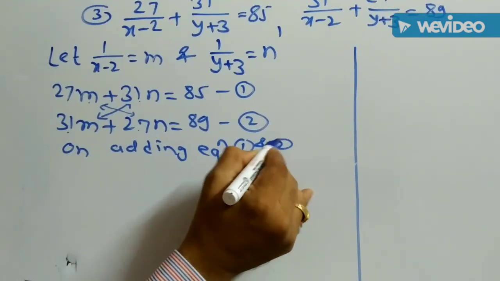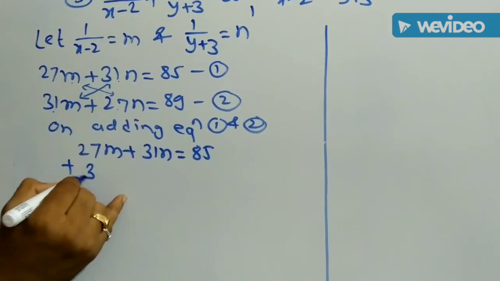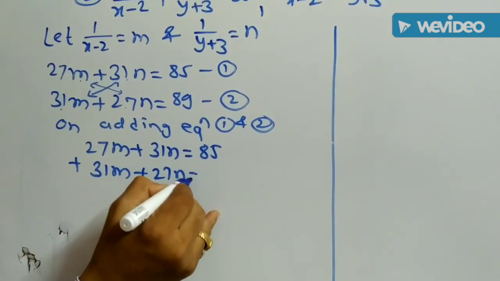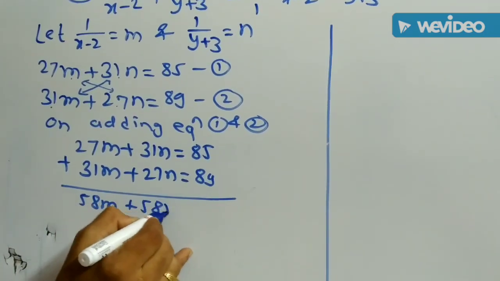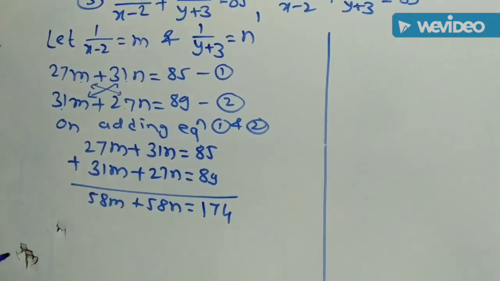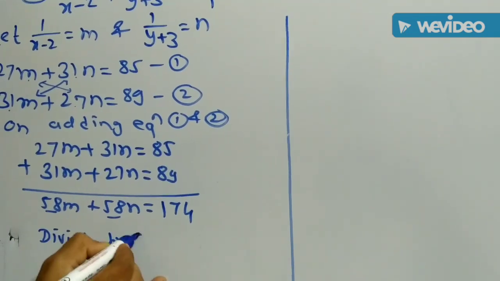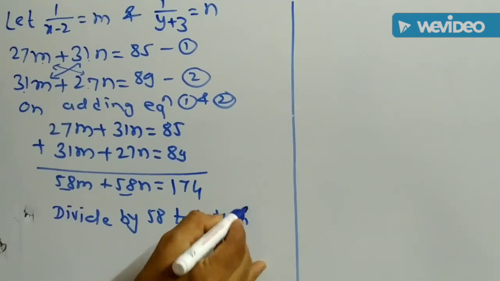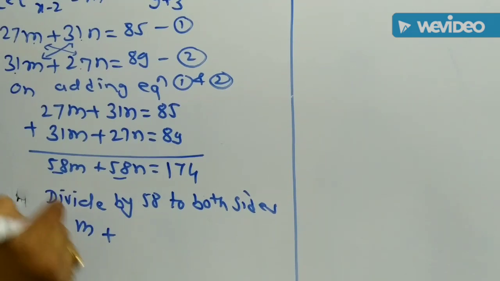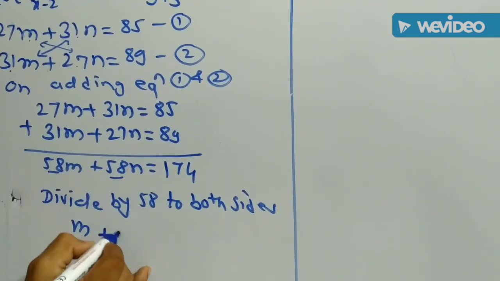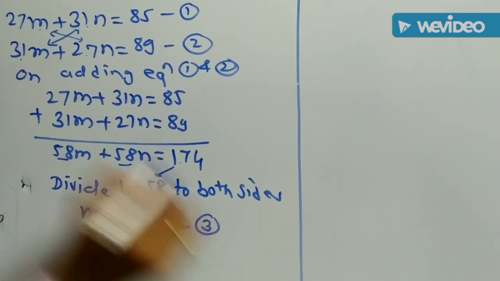On adding equation 1 and 2, we get 27m plus 31n is equal to 85, plus 31m plus 27n is equal to 89. Now the addition of this is 58m plus 58n is equal to 174. Now both the coefficients of m and n are the same, therefore divide by 58 on both sides. 58 gets cancelled, remaining m, plus 58 gets cancelled, remaining n. 174 divided by 58 is 3, equation number 3.